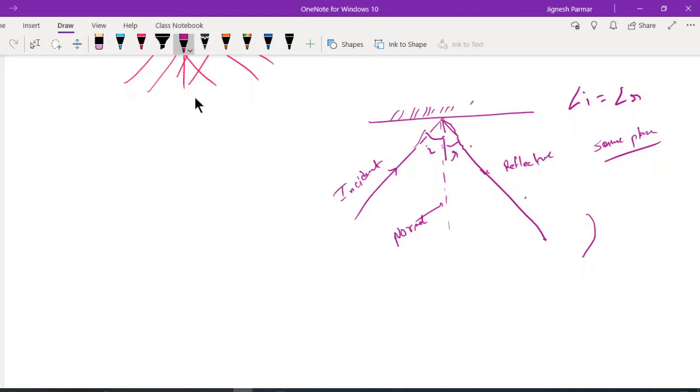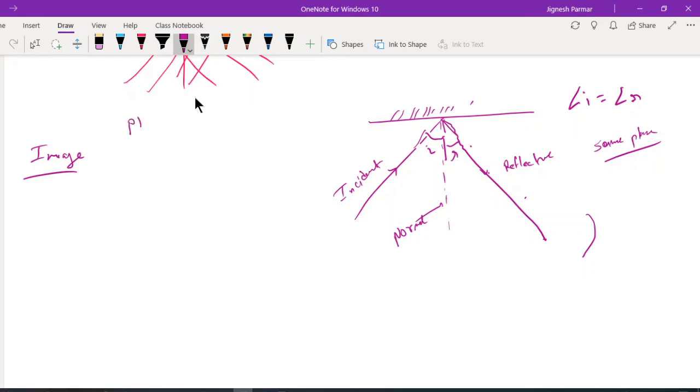So we all are familiar with the image formation of a plane mirror. What is the nature of that image? So what is that exactly?